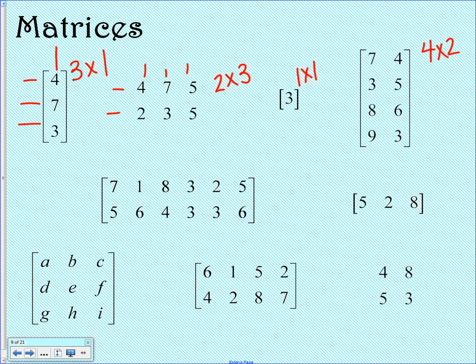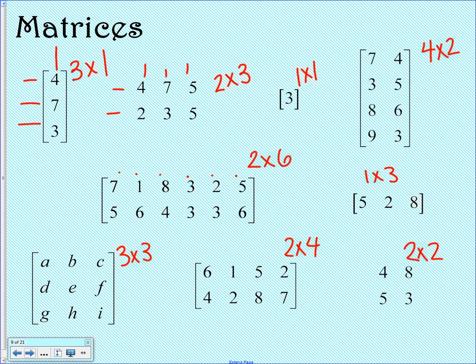This one here would be a 2 by 6. This one would be a 1 by 3. Down here, this one would be a 3 by 3. This one would be a 2 by 4. And then this last one would be a 2 by 2. So hopefully you see how you would actually name them. And so that's how you call them, by the number of rows and then by the number of columns.